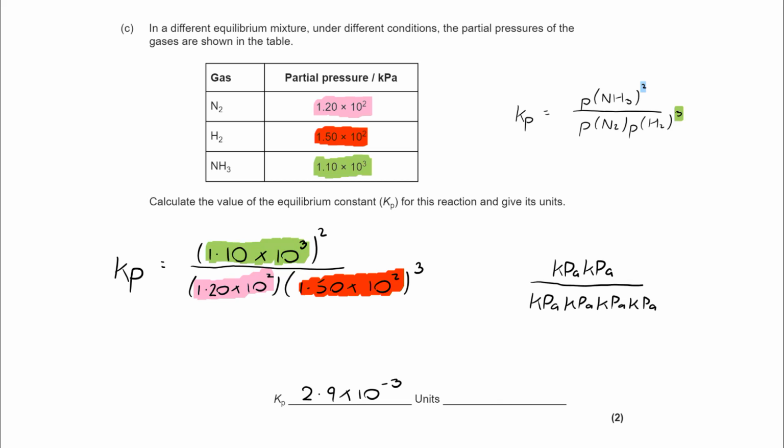In terms of the units, I've actually put in my kilopascals and multiplied them up. So on the top, I had kilopascal squared. So I've got kilopascal times kilopascal. And on the bottom, I had kilopascal and kilopascal cubed. So that's kilopascal to the power of 4. Now, I can very clearly see that I can cancel some of those out. So my units become 1 over kilopascal squared, but we want it in standard form. And that's why we get kilopascal to the minus 2.